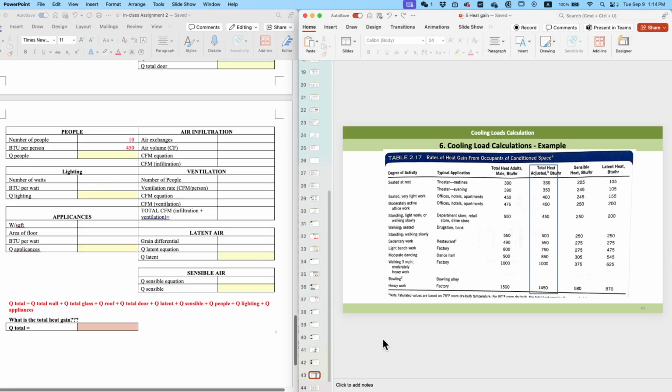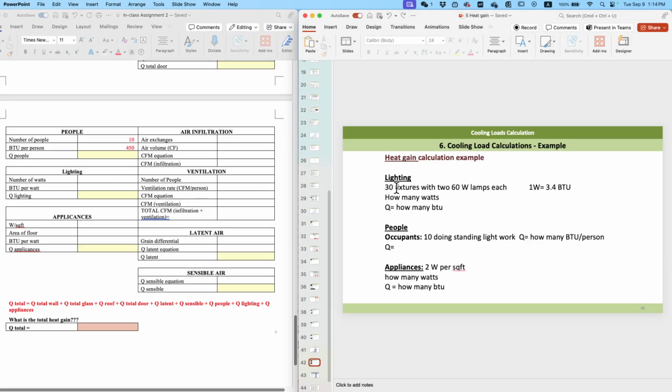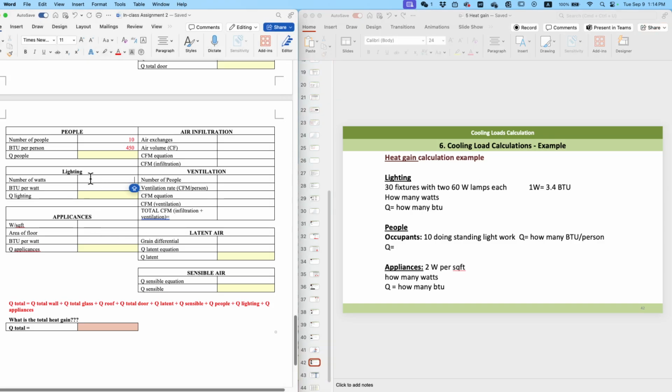And how about the lighting? From the given information, we need to know the total watts: 30 fixtures with two 60 W lamps each. So the total watts is 30 by 2 by 60. You can get the total watts. And the BTU per watt is 3.4, given information. And for Q lighting, use the total watts you calculated times 3.4. You can get the total heat gain from lighting.